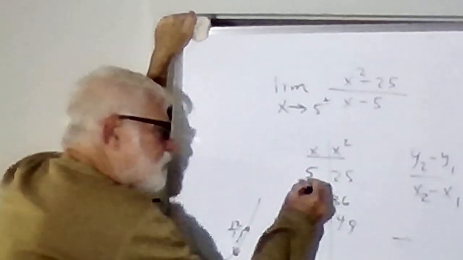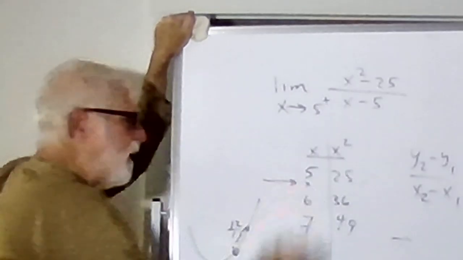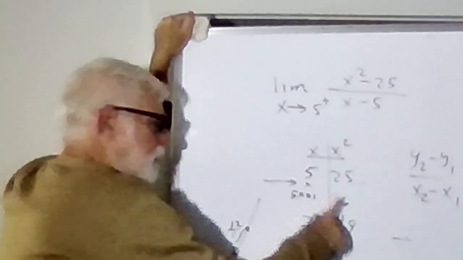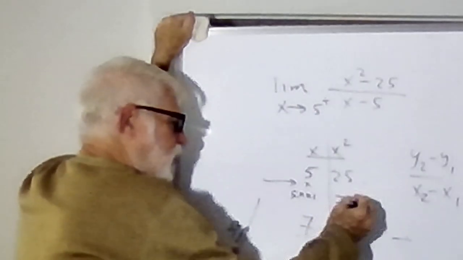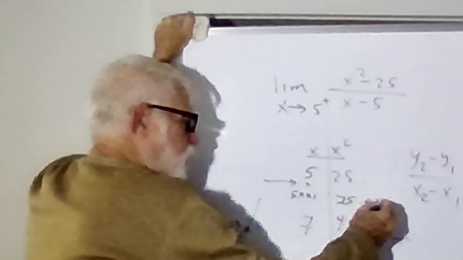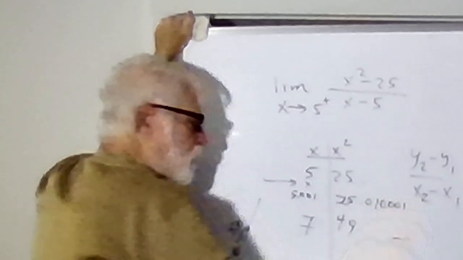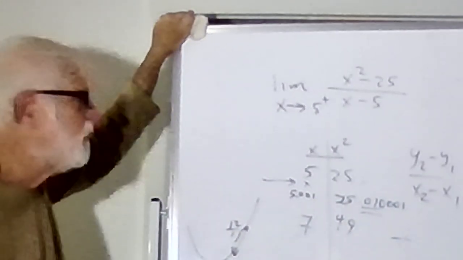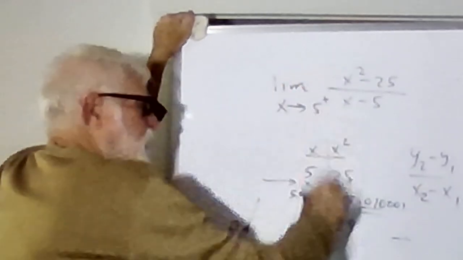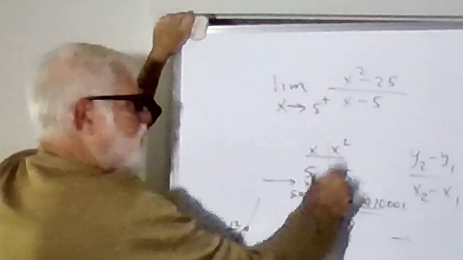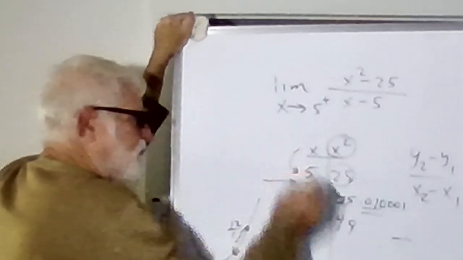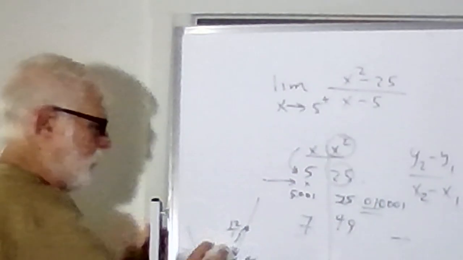Well, I've got to get an x that's really close to 5. Like 5.001. And if I square that, I get 25.010001. And there's your 10 to 1 limiting situation starting to appear. So this is actually y2 minus y1. There's your y2 minus y1 as x goes to 5. That's what I'm hoping we can see over the course of time.